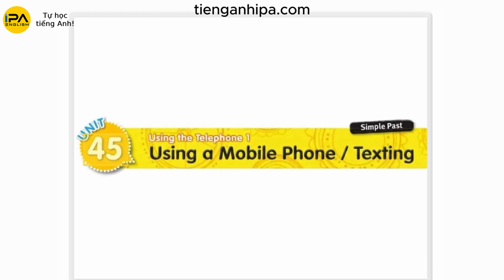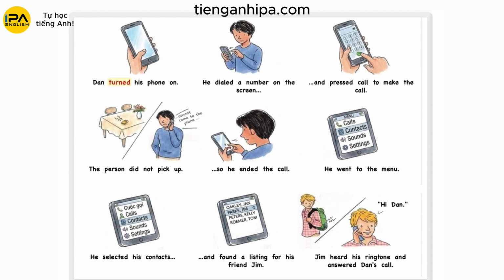Chapter 45. Using the telephone 1. Using a mobile phone. Texting. Dan turned his phone on. He dialed a number on the screen and pressed call to make the call. The person did not pick up, so he ended the call.